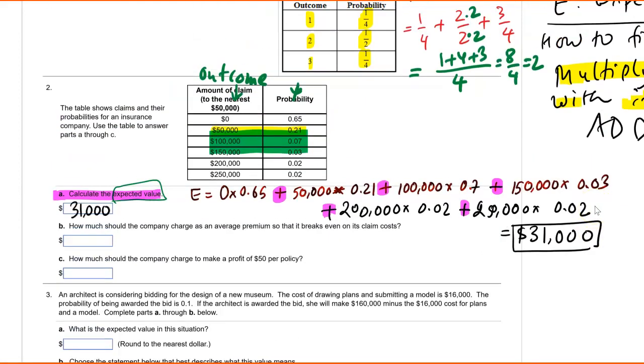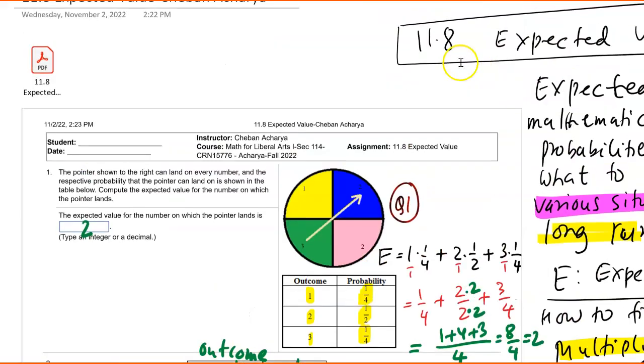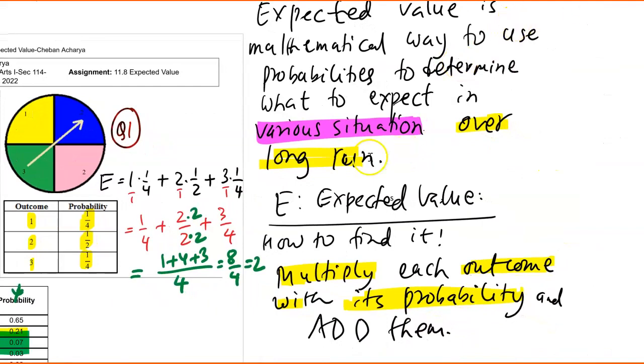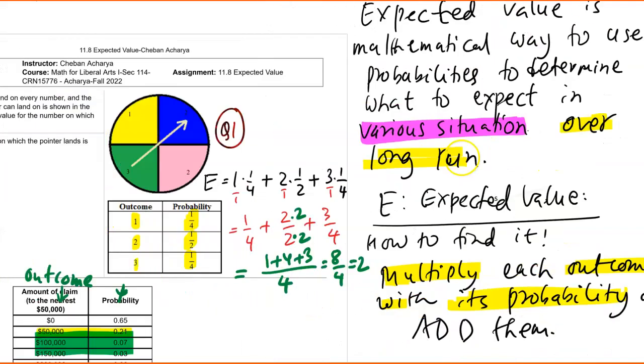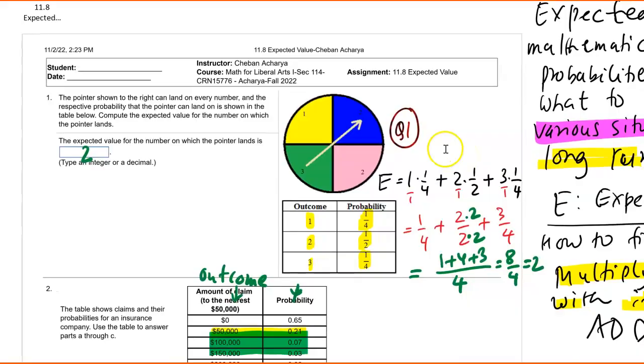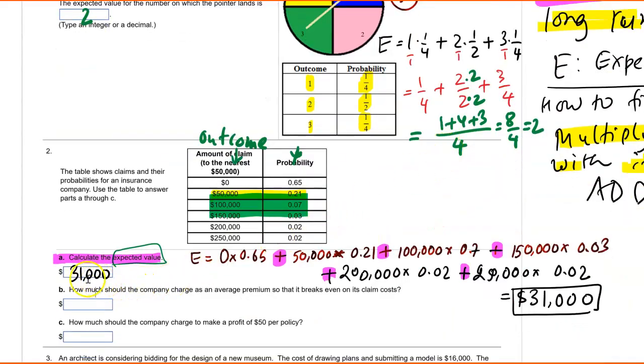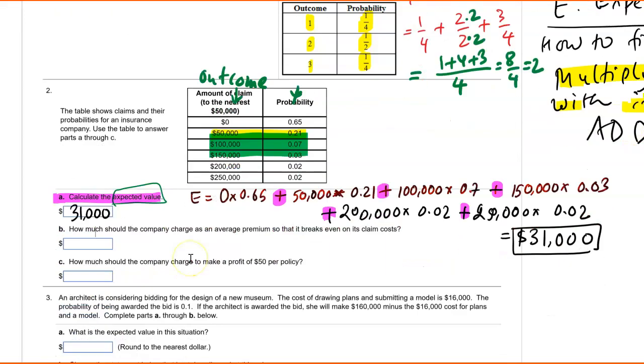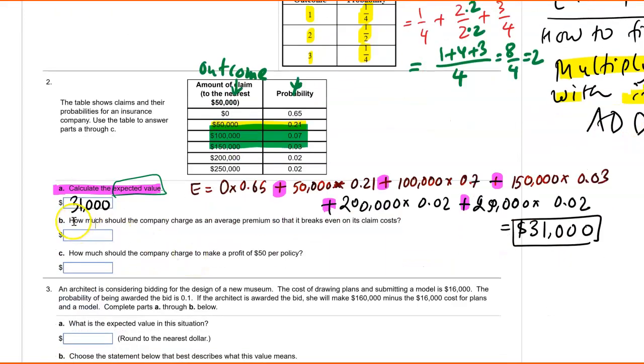31,000, that's the expected value. In other words, this is the expected value the company has to pay for the claim in the long run. You remember that we talk about expected value in the situation over the long run. In the long run, the company needs to pay this much as a claim. And this is part A.